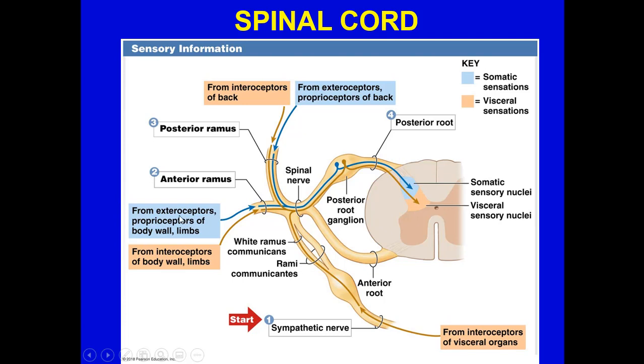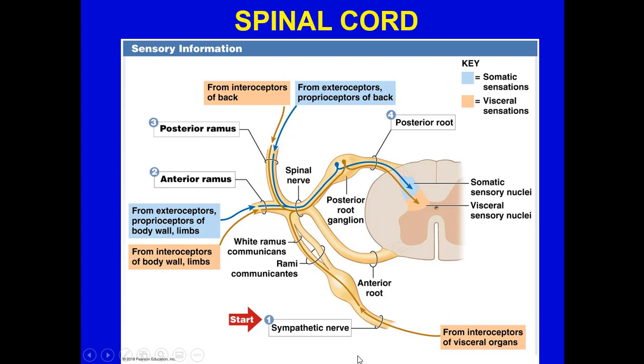From the anterior ramus, you've got exteroceptors, proprioceptors of the body wall and limbs, interoceptors of the body wall and limbs. All this sensory information is going to come in by the anterior ramus, and it's going to eventually get fed in through the posterior root into that somatosensory and visceral sensory nuclei here.